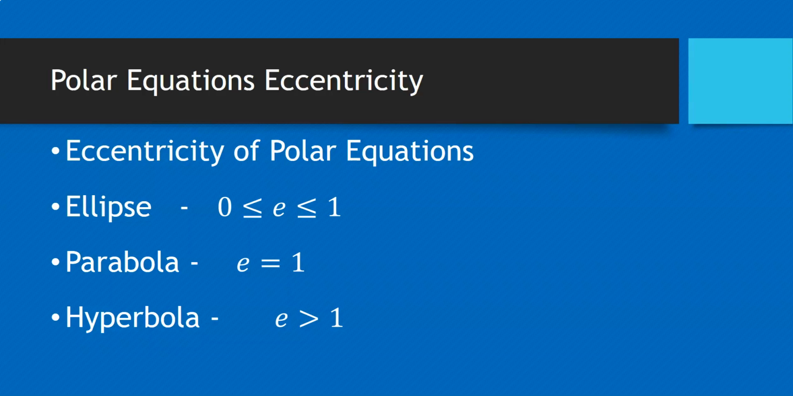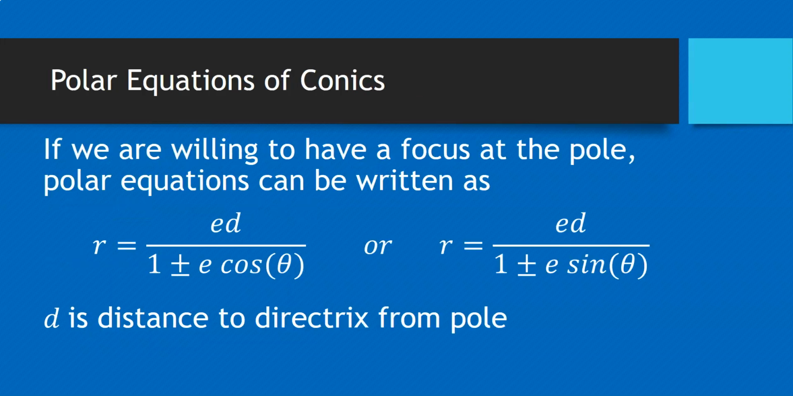So what the polar equations do is they define based on eccentricity. Eccentricity comes up when you're creating these polar equations of conic sections. The other thing we do with these polar equations is force the focus to be at the pole. What we would normally call the origin, we're going to put the focus at what we usually call the origin or the pole.